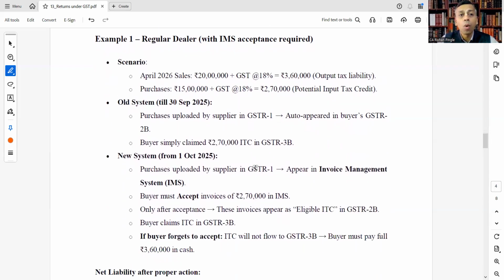Let's see example 1, regular dealer with IMS acceptance required. Scenario, April 2026, sales 20 lakhs plus GST 18%, output tax liability rupees 3 lakh 60,000, purchases 15 lakhs, GST 18%, input tax credit rupees 2 lakh 70,000. So amendment, that is up to the old system, up to 30th September 2025, purchases uploaded by the supplier in GSTR 1 auto appeared in the buyer's GSTR 2B. The buyer simply claimed rupees 2,70,000 ITC in GSTR 3B.